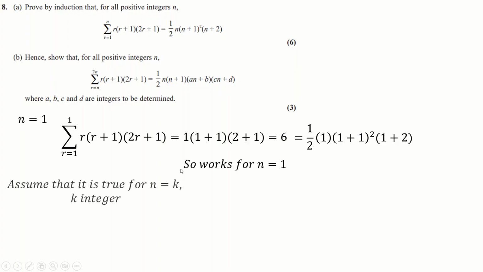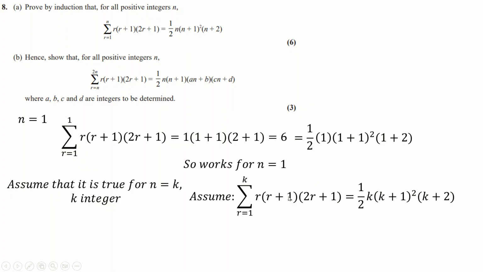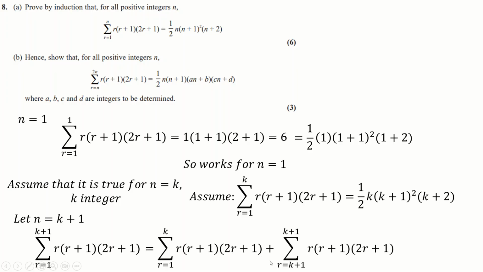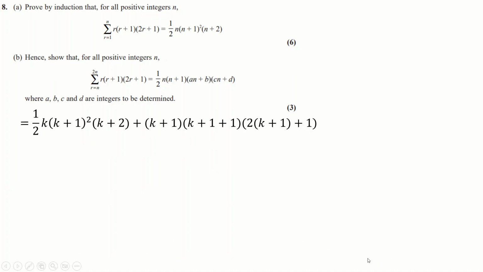Assume that it's true for n equals k, where k is an integer. So assume that this thing is true. Assume that up to k, this equals that. Now let's investigate k plus 1 by doing this. Now this is a very standard job here. We split this sum into going up to k, so we can use the assumption step, and then just plus the last term on its own. Now this, according to the assumption step, is that, so I'll put that in. And this, just replace all of these with k plus 1s, because that's the only thing that's going on here. And we get all of this.